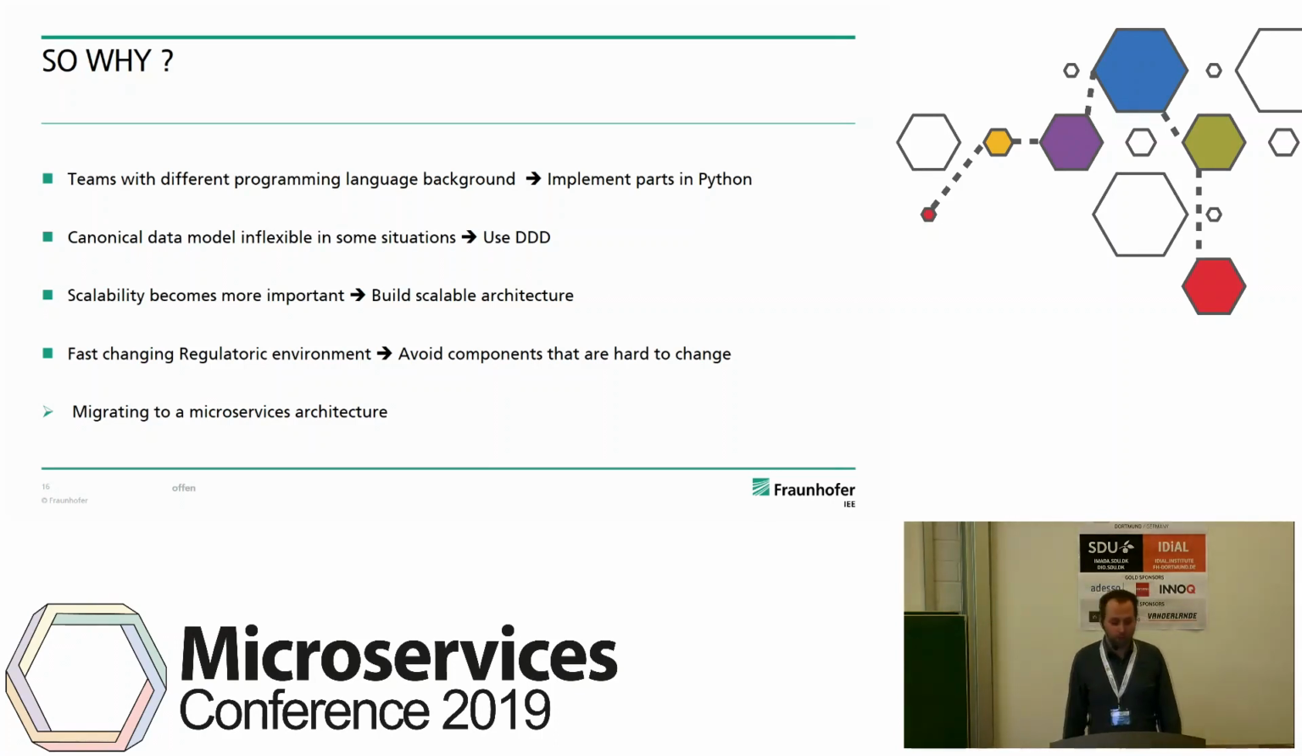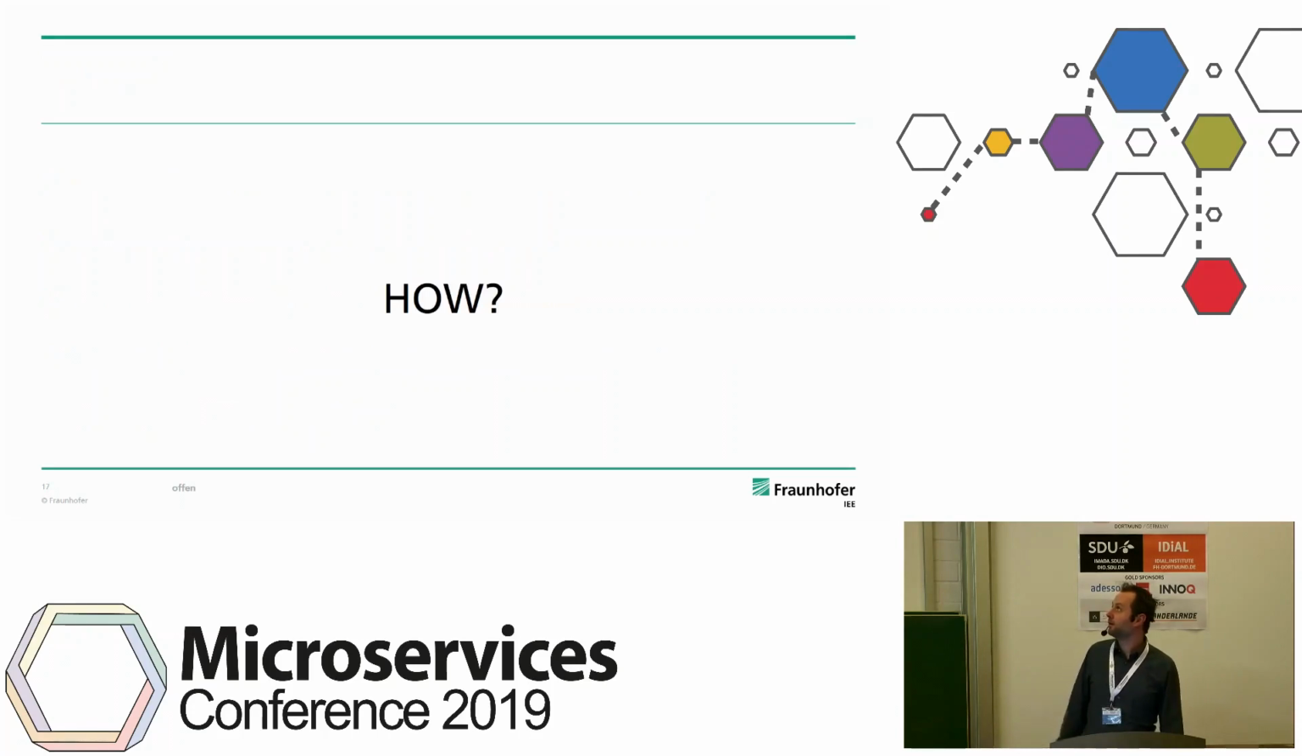Scalability becomes more and more important if we go to smaller power plants, like PV power plants. So building a scalable architecture is also a requirement for the future. And a fast-changing regulatory environment means avoiding components that are hard to change. So we have to change very quickly, like in perhaps every sector. So we decided on migrating to a microservice architecture, but perhaps the decision is easier than answering the next question: how?